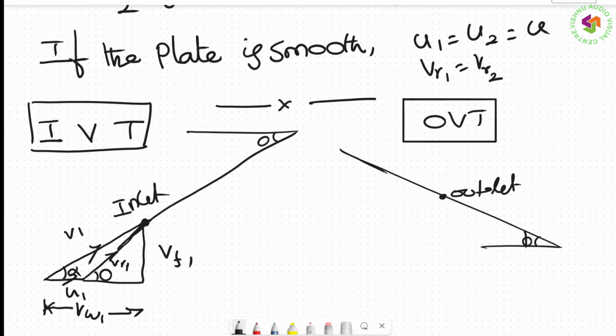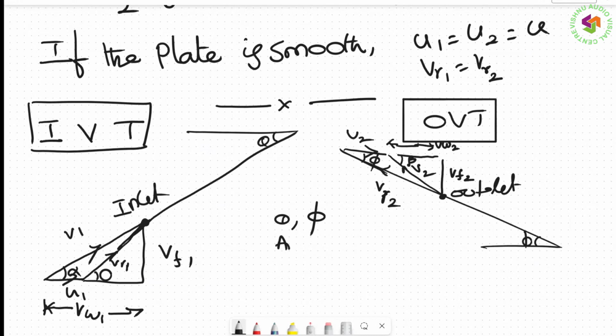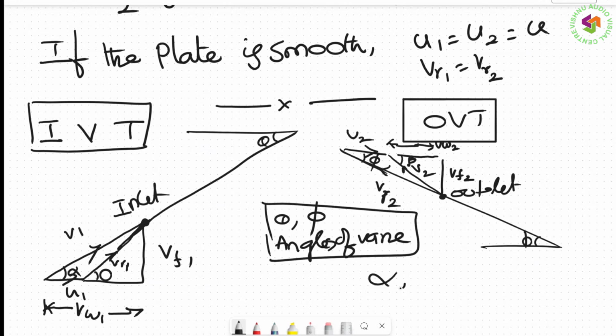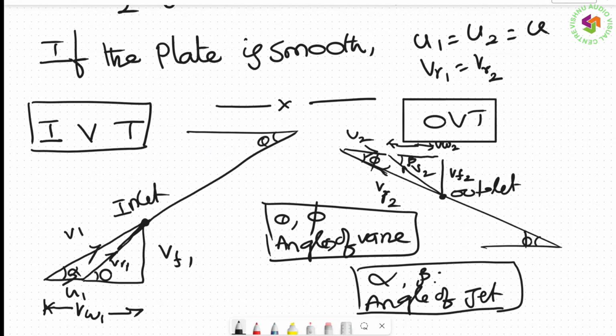So this angle is phi. So this is VR2, U2, V2, VW2, VF2. This angle is phi, this angle is beta. Right? These are the inlet and outlet velocity triangles. Theta, phi are the angles of vane at inlet and outlet. Alpha, beta are the angles of jet at inlet and outlet.